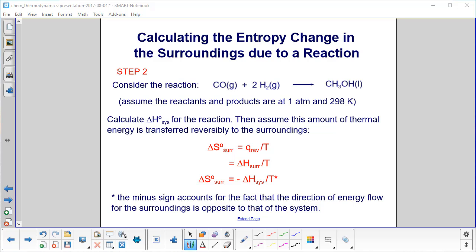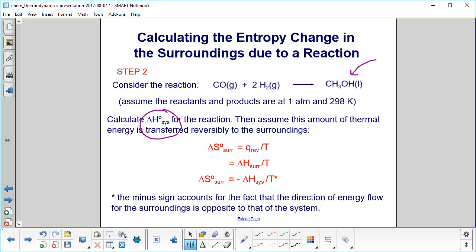We're going to illustrate step 2 with the reaction. We have carbon dioxide plus hydrogen gas combining to form CH3OH, which is a liquid. Assume the reactants and products are at 1 atmosphere and 298 Kelvin. That's good, so we can do the standard entropy change and the standard enthalpy change. We're going to calculate the standard enthalpy change for the system for the reaction.